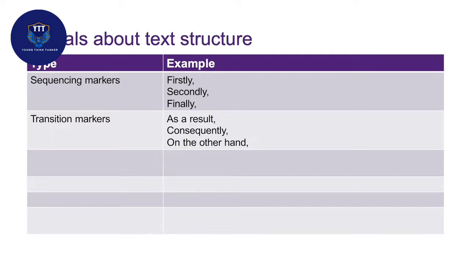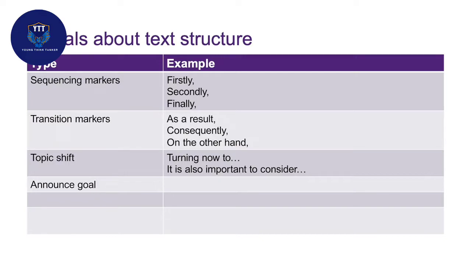If you want to jump from one idea to another, you can flag this for the reader with a topic shift, like turning now to, or it is also important to consider. You can signal to the reader that a paragraph or section has a particular purpose with an announce goal. You could do this by saying something like, in this section, my aim is to.